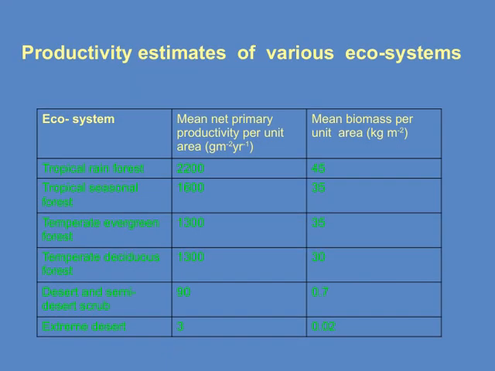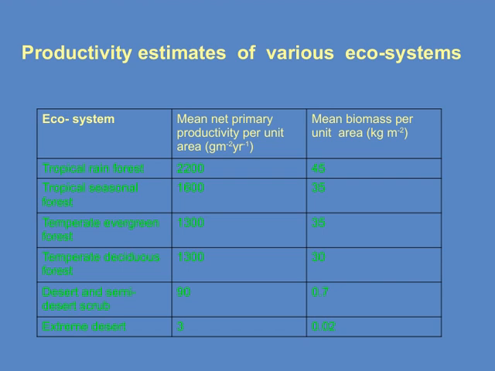Let's take a look at the productivity estimates of various ecosystems. As you can see, tropical rainforests have the highest mean net primary productivity per unit area, at around 2,200 grams per square meter per year. This high productivity reflects their lush, diverse vegetation and abundant sunlight. Moving to tropical seasonal forests, their productivity drops somewhat to about 1,600 grams, but they still support a substantial biomass, averaging 35 kilograms per square meter.